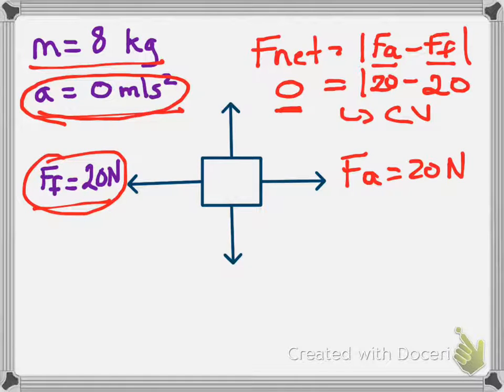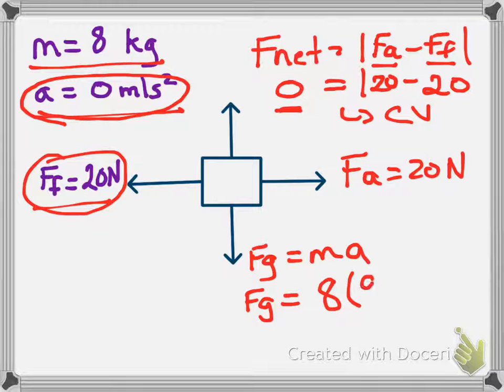Now, we have some other vectors that we need to be concerned with. So we need to figure out our force of gravity, right? So force of gravity is going to be looking at mass times acceleration. So we know that the force of gravity is going to equal 8 times 9.8. Now that will come to 78.4, but we're just going to round that to 78 for the purpose of this example.